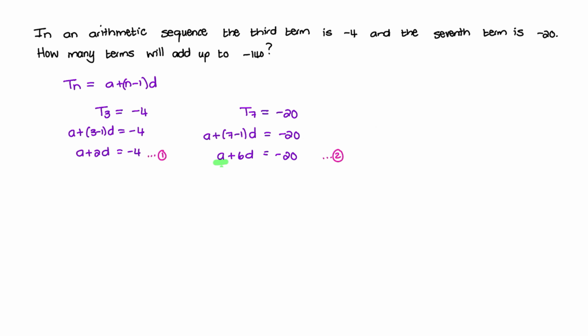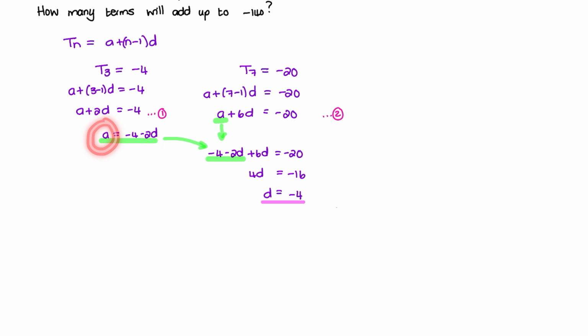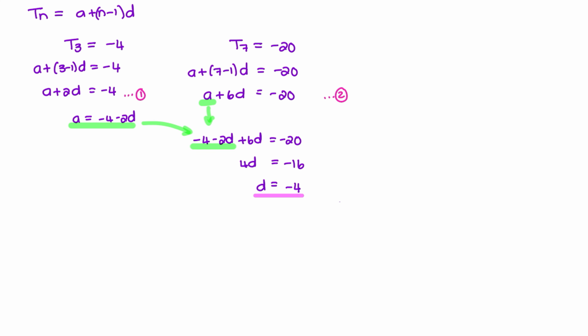With these two equations, we can find the a value and we can find the common difference between terms. So in order to solve for a, I take the first equation and I move the 2d to the right-hand side. So therefore, a is equal to -4 minus 2d. And what I'll do is I'll replace the a in the second equation with my equation for a. So instead of saying a plus 6d is equals to -20, I replace that a with -4 minus 2d plus 6d is equal to -20.